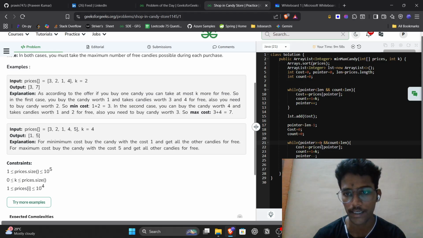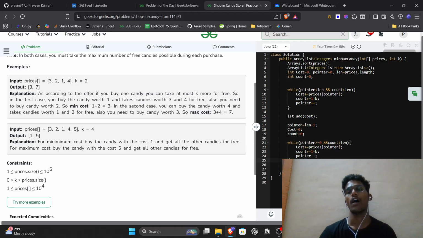You can see that one here. While pointer greater than or equal to 0 and count less than len, cost plus equals prices of pointer, and count plus equals 1 plus k, pointer minus minus. That's it. At last, I am adding that maximum amount required to the array list and I am returning the list. That's it.